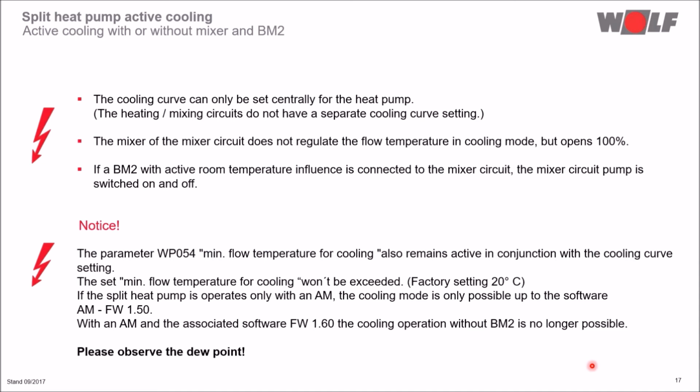The parameter WP54 minimum flow temperature for cooling also remains active in conjunction with the cooling curve setting. The set minimal flow temperature for cooling won't be exceeded. Factory setting is 20 degrees. If the split heat pump operates only with an AM, the cooling mode is only possible up to the software 1.5. With an AM and the current software 1.6, the cooling operation without BM2 is no longer possible.